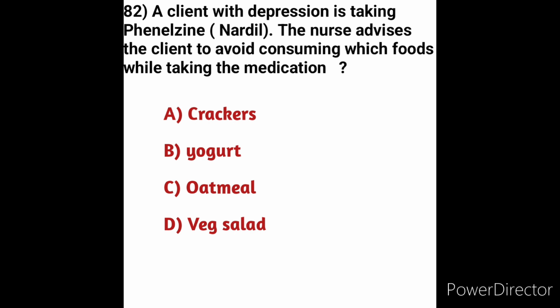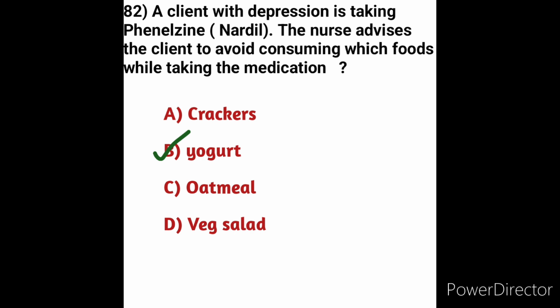One kind of antidepressant, called MAO inhibitors, is dangerous when mixed with foods or drinks that contain tyramine. These include beer, red wine, chocolates, and foods like yogurt and cheese, and also liver and beans. So here, option B, yogurt, is to be avoided while taking the medication Nardil. Option B is the correct answer here.